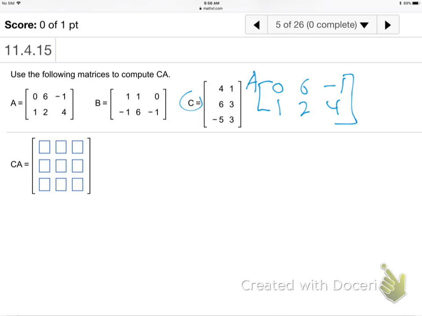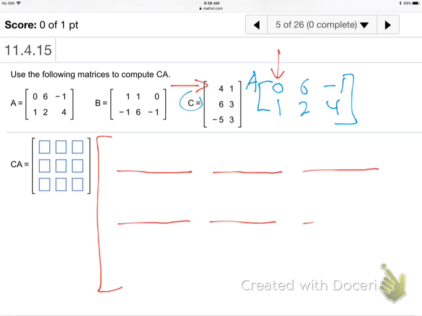And then remember how it works. Your left hand goes across, your right hand always goes down. C times A. So we're going to have 9 answers. Leave yourself some space. Three by 3 answer matrix. So your left hand goes across, your right hand goes down. So here we go.